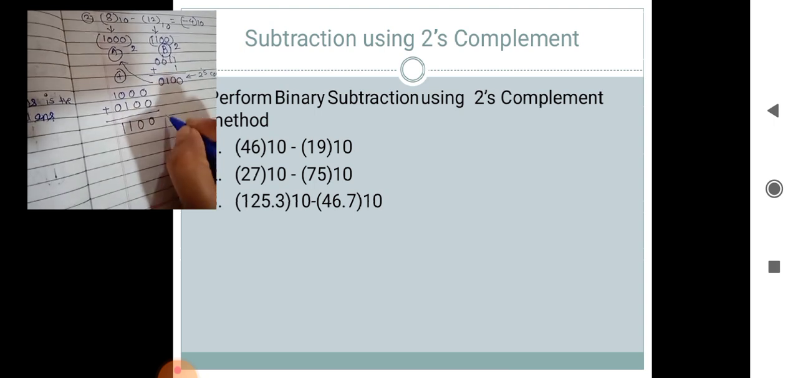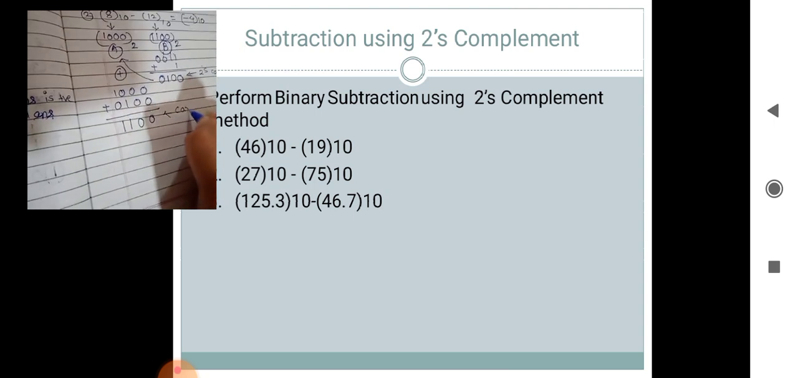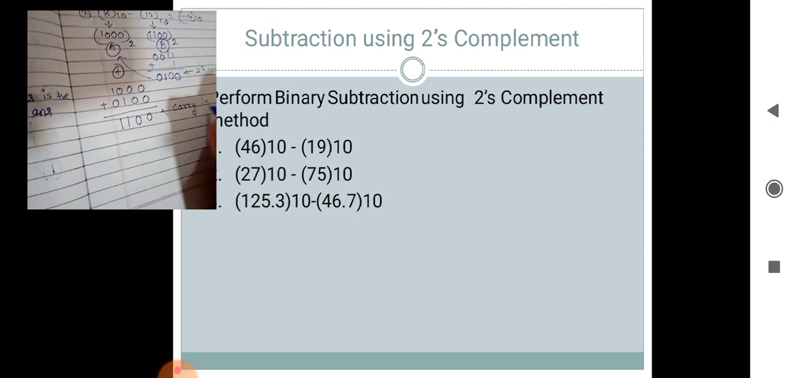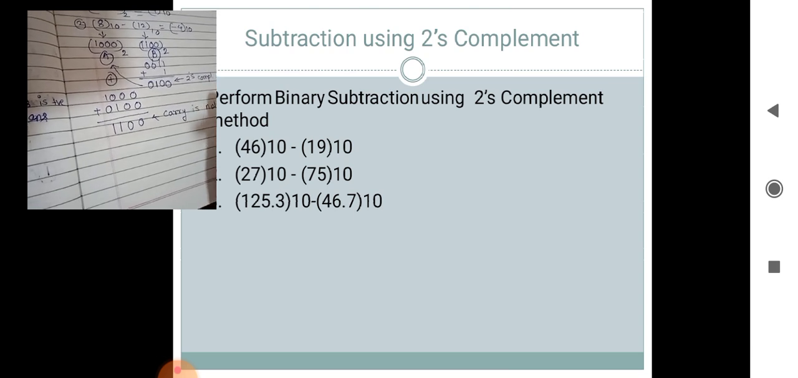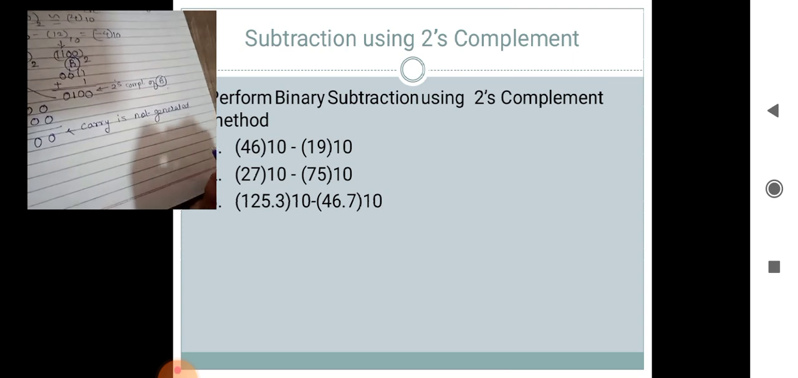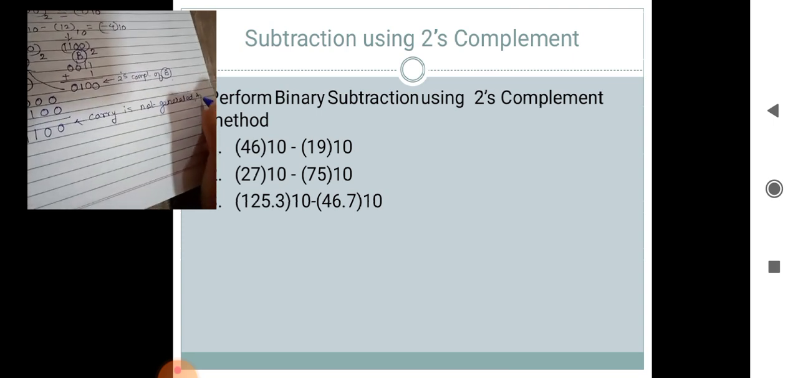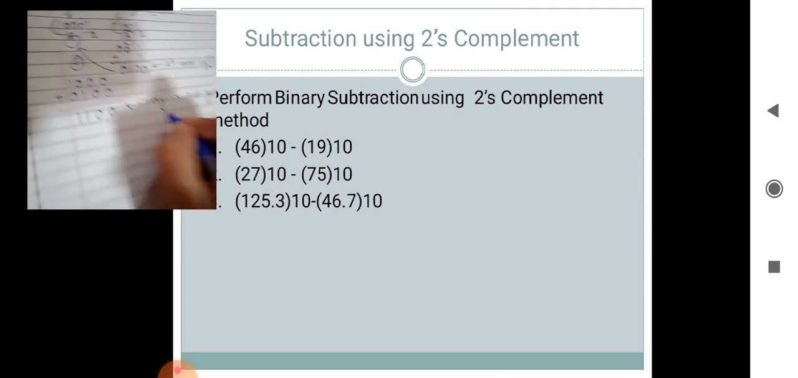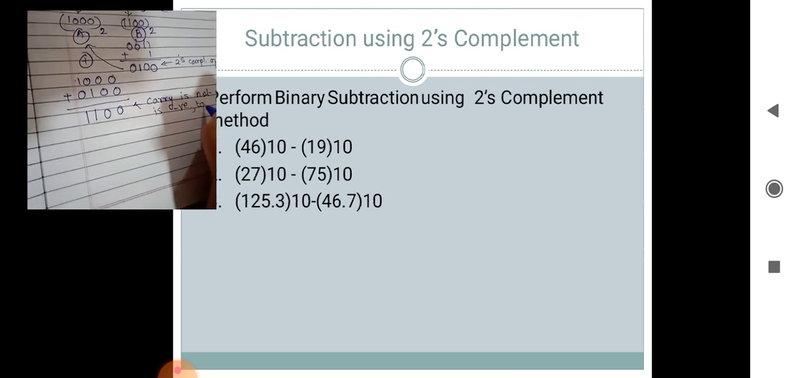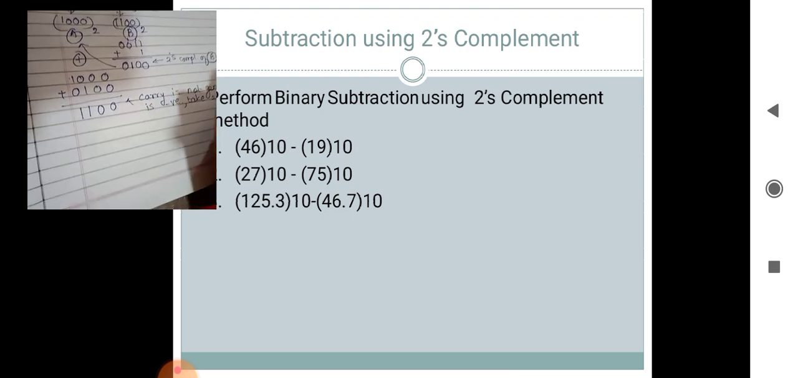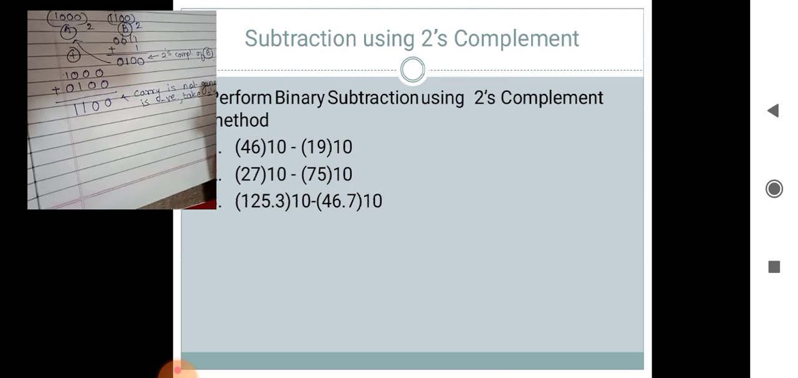So the condition is that carry is not generated. Carry is not generated, so the answer is negative. Take the 2's complement of the answer.